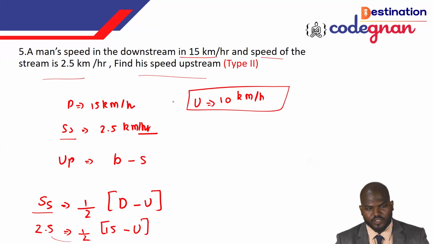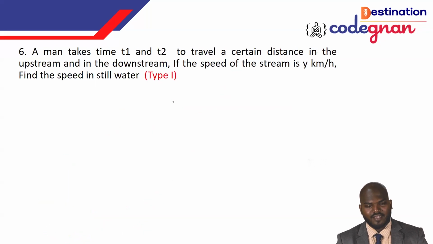Okay. So going to the next question: a man takes a time of 1 and 2 to travel a certain distance upstream and downstream. If the speed of the stream is y km per hour, then the speed in still water is equal to what? That is what they are asking here.